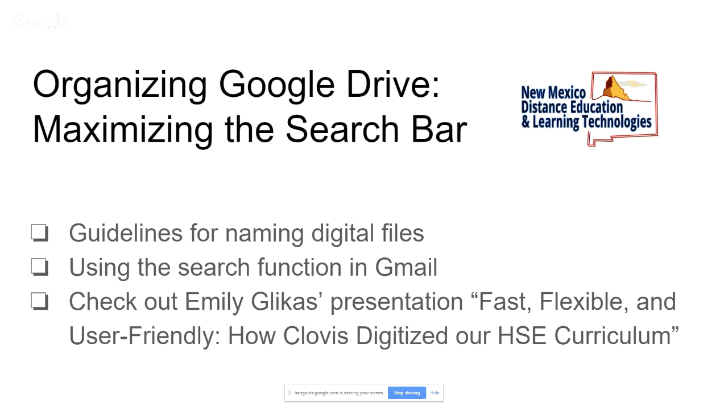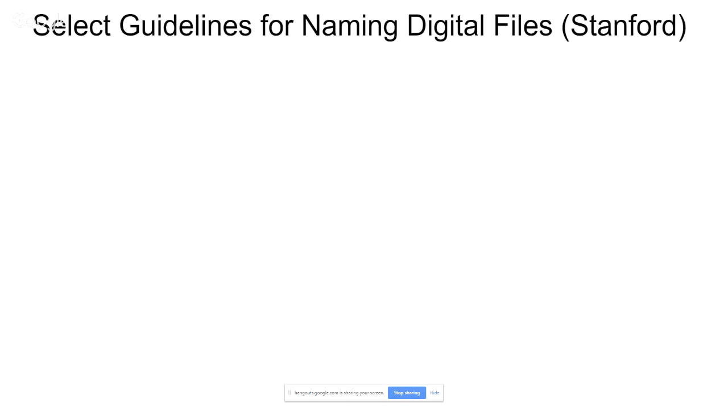If you want to see an idea of what a standout organized drive is, I encourage you to check out Emily's presentation, Fast, Flexible, and User-Friendly: How Clovis Digitized Our HSE Curriculum. That is part of the 2019 virtual conference, and that is absolutely one of the gold standards I've seen in terms of organization. So today I'm going to be talking to you about guidelines for naming digital files. I pulled some of these from Stanford. These aren't all of their guidelines, just guidelines that I feel are relevant to us in adult education. Feel free to check out Stanford libraries if you want more information.